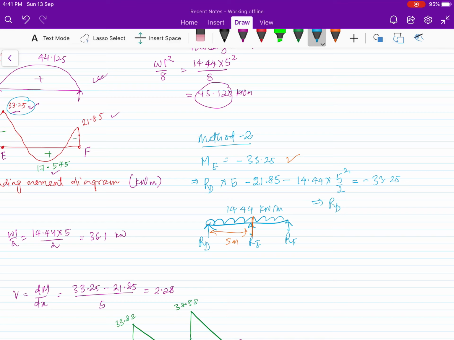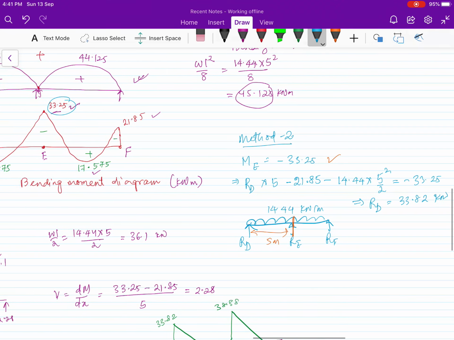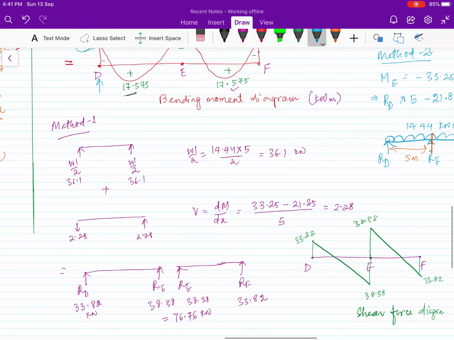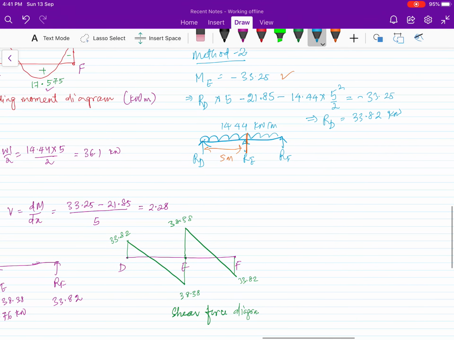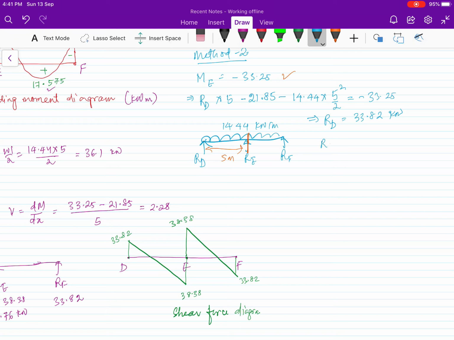So if you calculate, you will find RD is equal to 33.82. It's the same as what we calculated using method 1. Okay, anything you can use. Now you know RD, so we know RD plus RE plus RF is equal to total load. That means 14.44 into total distance, 10 meter, into 10. Total upward force is equal to total downward force. So RD is also equal to RF.